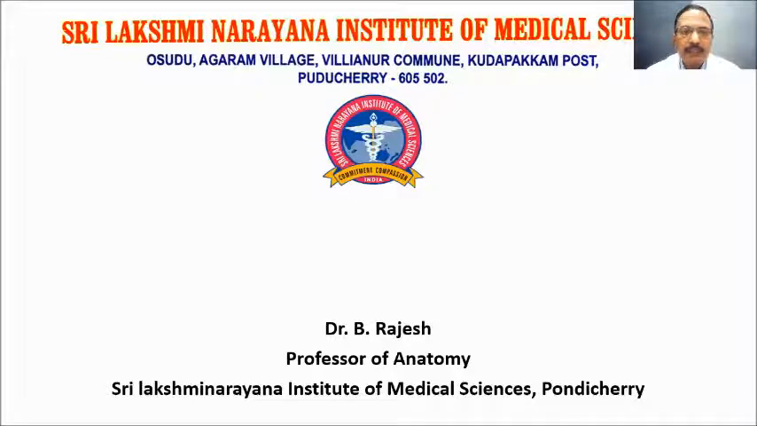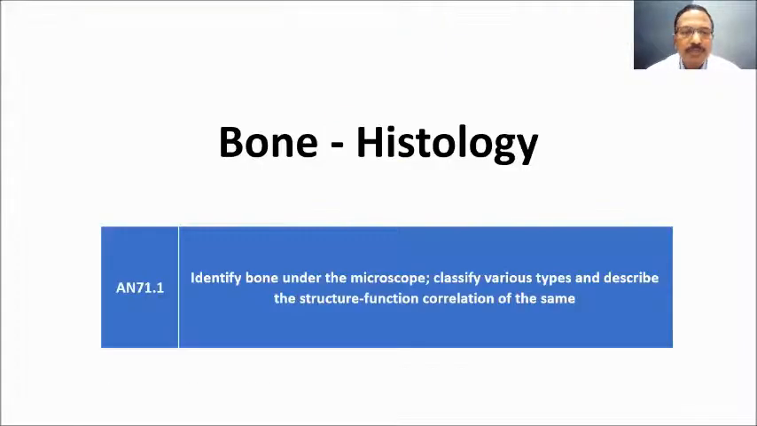Today we will be discussing bone tissue. This comes under competency number AN 71.1, that is to identify the bone under the microscope, classify various types of bone, and describe the structure and function of bone tissue, correlating with its functions.